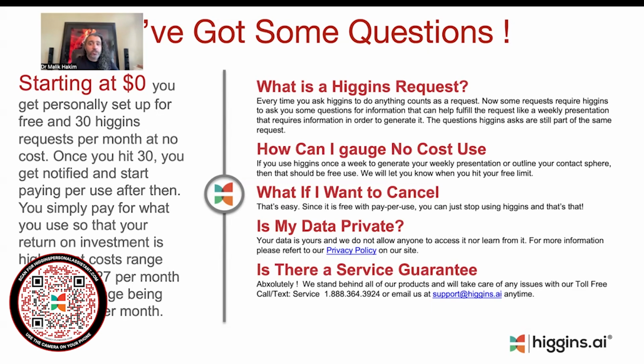How can I gauge no-cost use? No problem. We let you know ahead of time by email that you're reaching that point where you're getting 30, and after that you pay per request. Very low cost anyway. We're talking about cents, pennies. It's not a big deal. If you want to cancel, you cancel anytime. You just stop using it, right? If you're on the tier plan, easy peasy, we just cancel that for you, but you still maintain your Higgins. You can always go back to the pay-per-use plan as you wish.